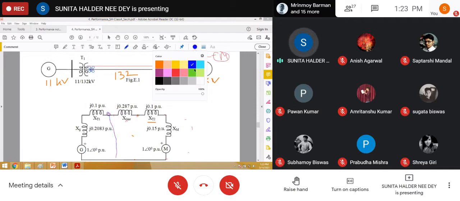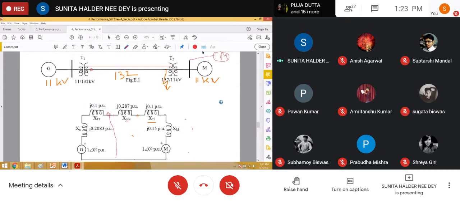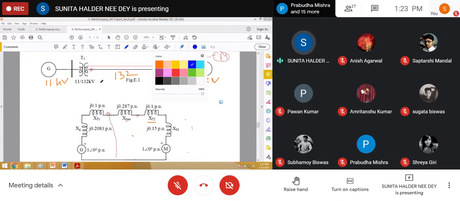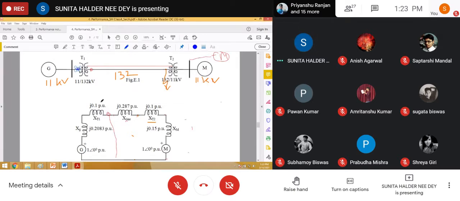Now say the fault point is the HT terminal or LT terminal of the generator transformer. So this one I am showing in blue. In that case, this will be the fault point, and this will be connected to ground. I hope in all the cases you can calculate the current. Can you? Could you follow me or not?